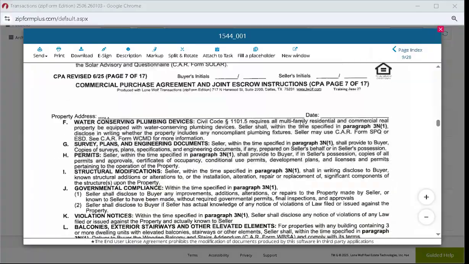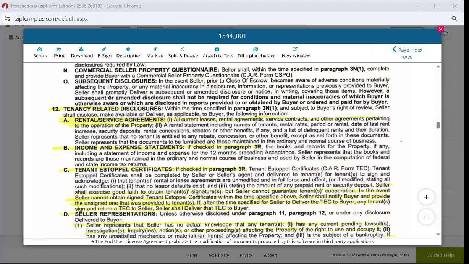Let me move down. So this is number 12, tenancy related disclosures. If there's tenants in this property that they are going to purchase, then you should have copies of all of the current leases and rental agreements, service contracts, meaning things that are going to survive the close of escrow, service providers that are on contract or that will still be there. Maybe there's some leased items on the property that will survive the close of escrow. So you're going to need all of these items.